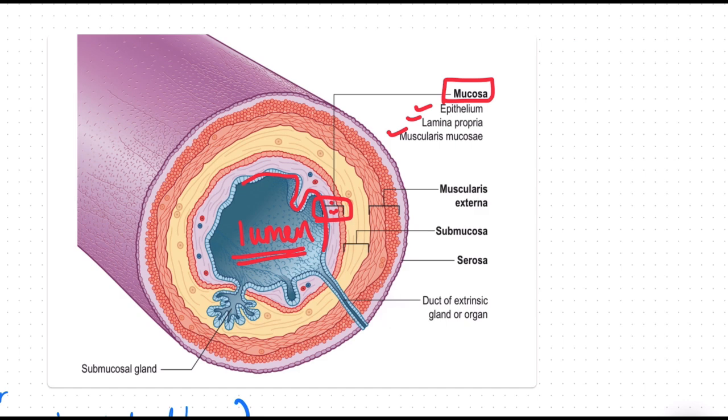The second layer will be submucosa. Submucosa, this yellow colored thing is submucosa. There will be connective tissue, and after that there will be muscularis externa. Muscularis externa will contain two types of layers. There are two layers of cells. One contains circular muscles and the other one will contain longitudinal muscles. And then the last one will be serosa. Serosa is the last layer.